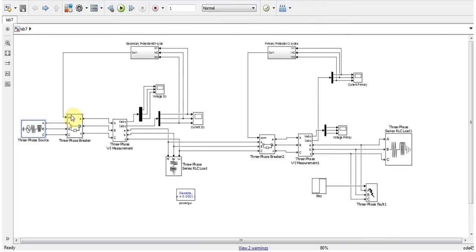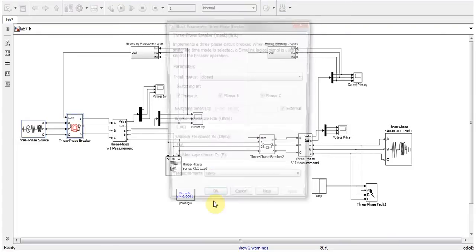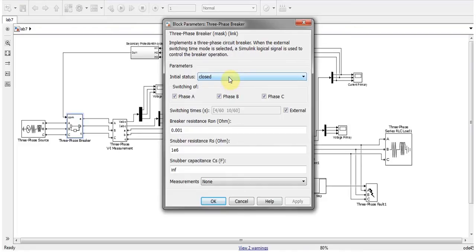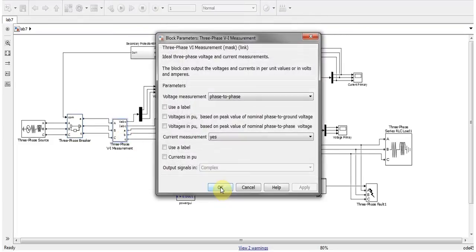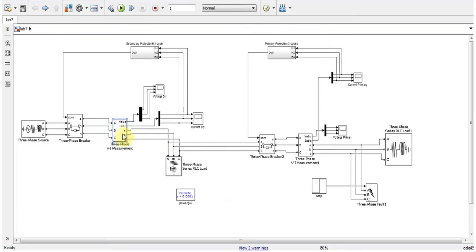Then we have a circuit breaker. The circuit breaker is closed by default, and the switching time is external. This circuit breaker will be operated by this relay. Then we have a measurement block, and we are measuring phase to phase. We have voltage and current readings, and this voltage and current is applied to this load, which is a series load.